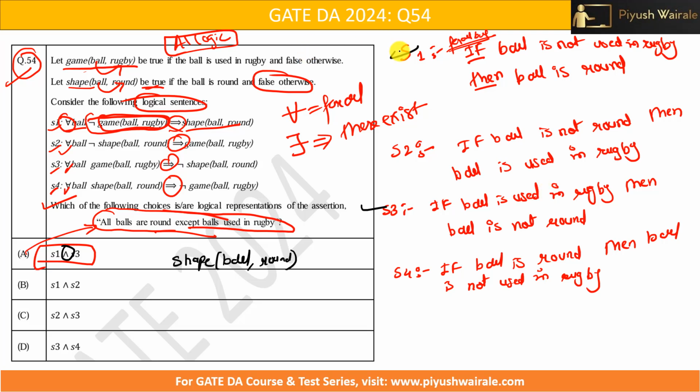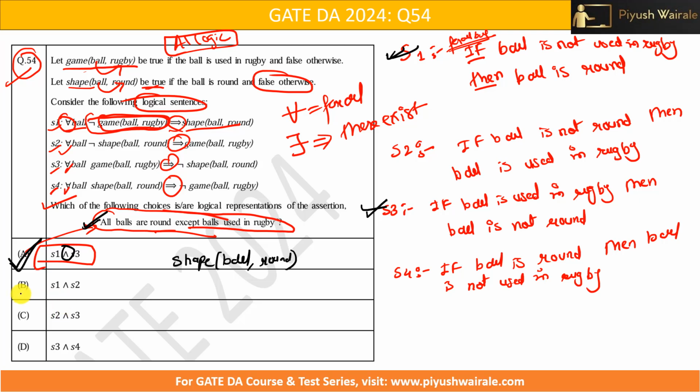So whenever you combine these two sentences, what is going to happen here? Let's see. If ball is not used in rugby, then we can say ball is round. And if ball is used in rugby, then we can say ball is not round. So if I combine these two sentences, I will get this particular required thing. Okay. So if you see here, both the things will be same in this case. If you just combine S1 and S3, in this particular case, option A is correct here.